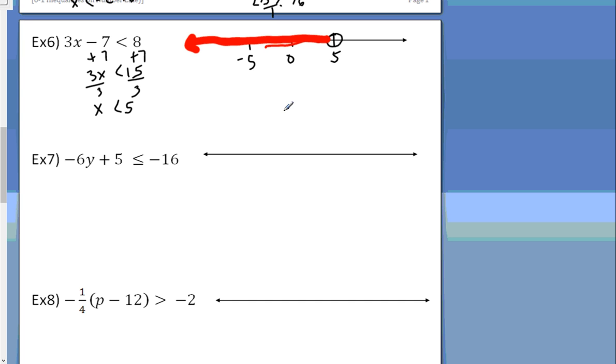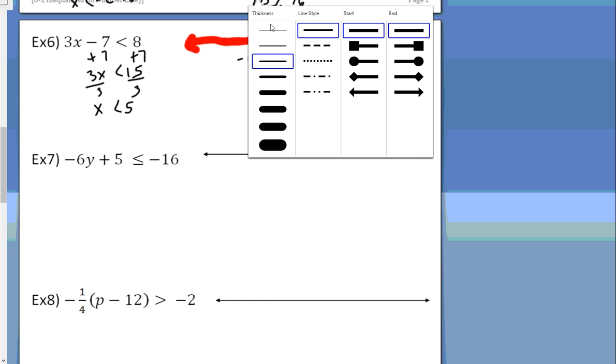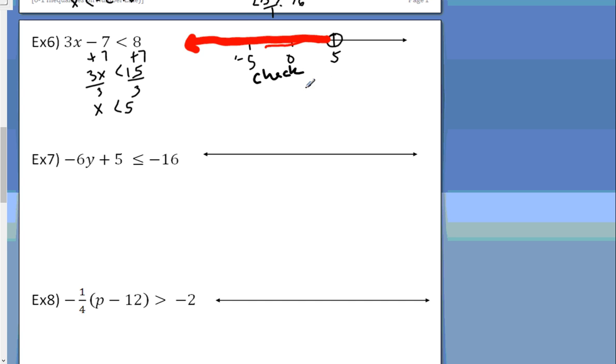All right. Can I check it? I'm going to check it with a number that works. So I'm going to check it with a number less than 5. I'm going to use 0. So I'm going to check it with x equals 0. So I go back to the original equation. 3 times 0 minus 7 should be less than 8. That's going to be 0 minus 7, which is negative 7, is less than 8. Is that true or false? That's true. So what I just said worked. Okay? All right. Now on to the next problem.